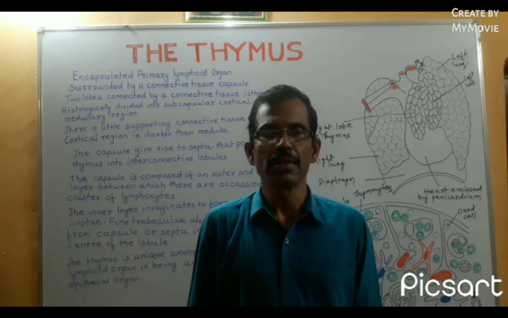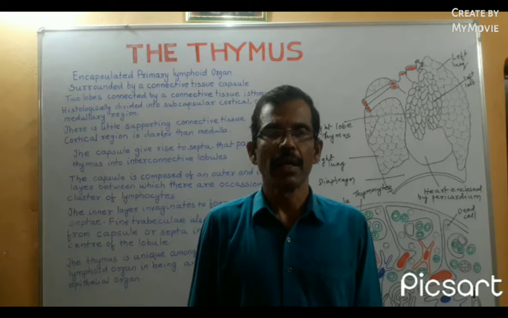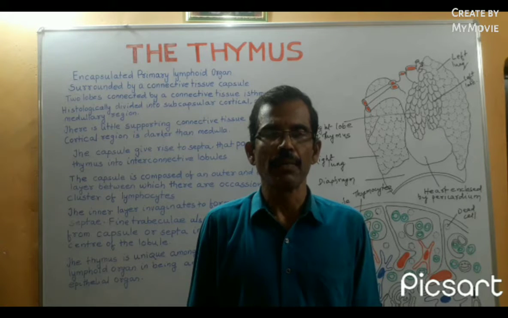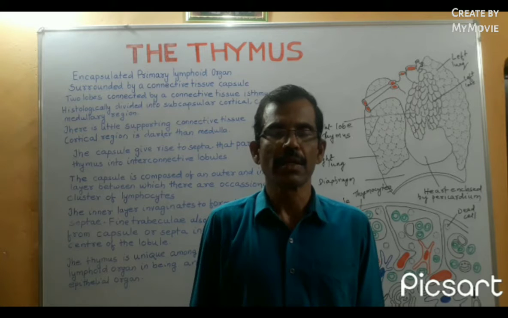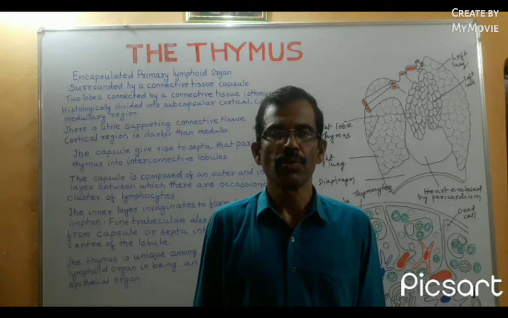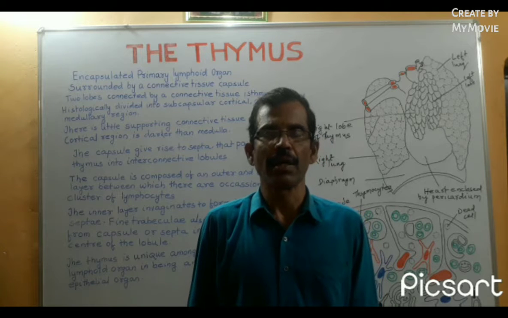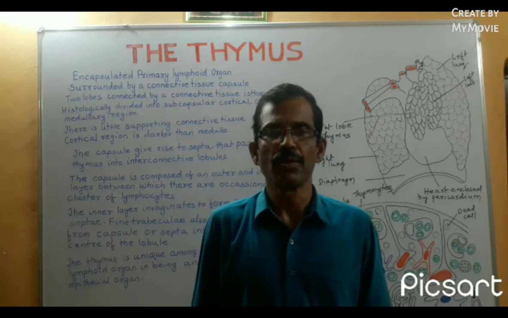Today we shall discuss about thymus. Thymus is an encapsulated primary lymphoid organ that is responsible for maturation of T lymphocytes. This is a bilobed organ and it is located behind sternum between two lungs.